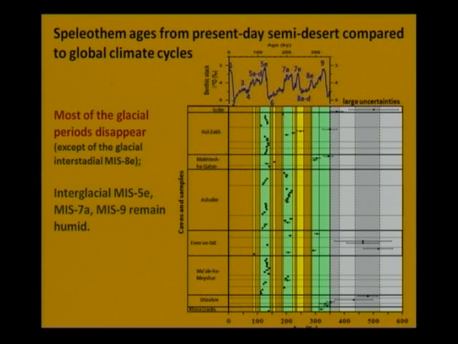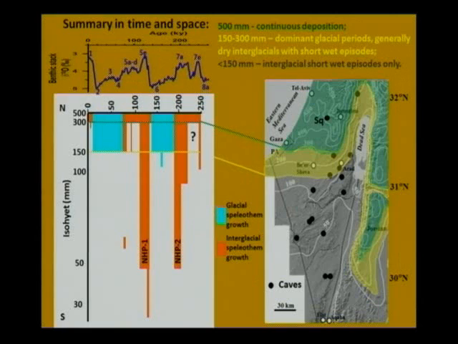And if we look at the spatial picture, the time and space, this is Sorek cave in the humid area. In Sorek cave and Peqiin cave, deposition is continuous. Speleothems grow all the time. This is the time scale, these are glacial periods, and this is the amount of precipitation from the north to the south. In the green area we have continuous growth of speleothems.